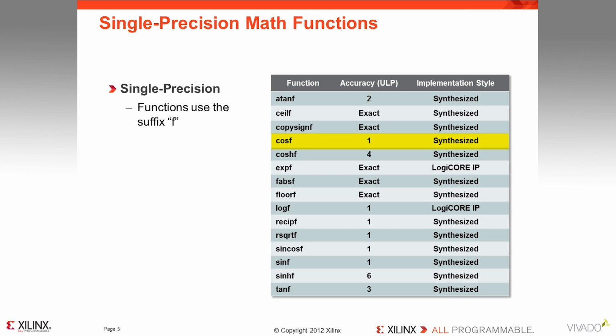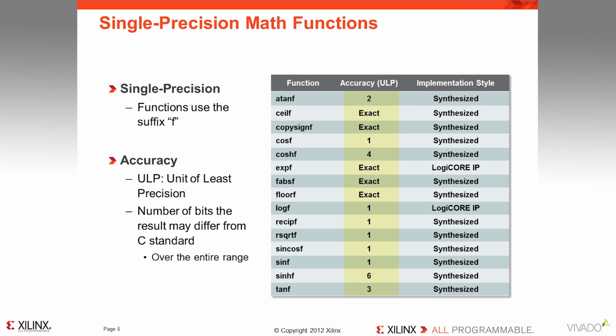For these functions, there may be a difference between the simulation result in C and the RTL. This difference is shown here in units of least precision. A value of 1 means the RTL implementation may differ from the C result by the least significant bit. A value of 2 means it may differ, worst case, by the two least significant bits. This is the worst case difference over the entire range of operation and is typically a small percentage of the actual C value.